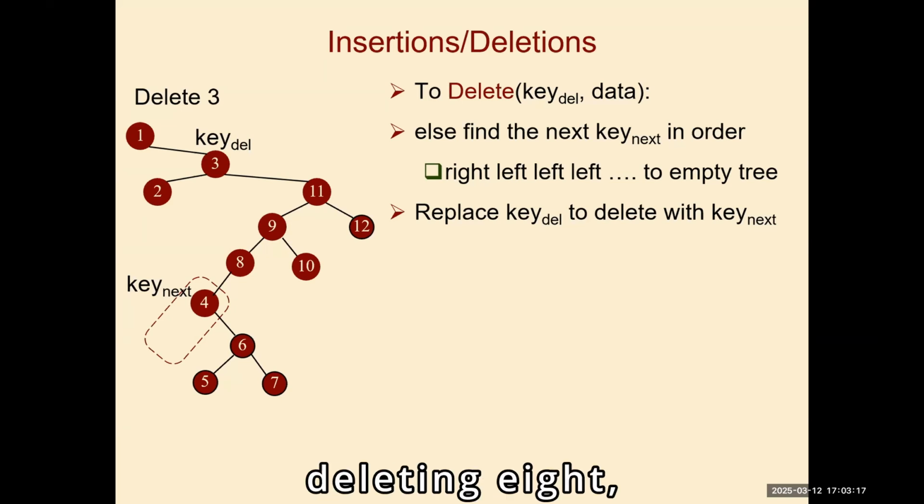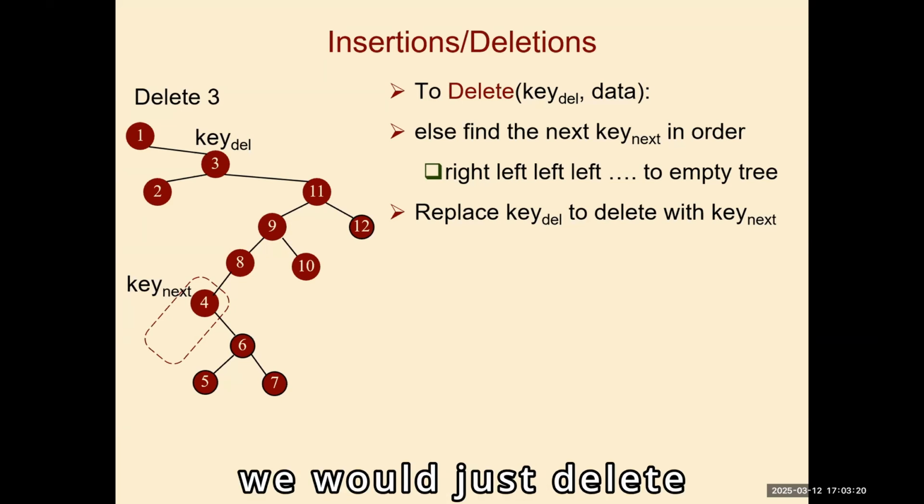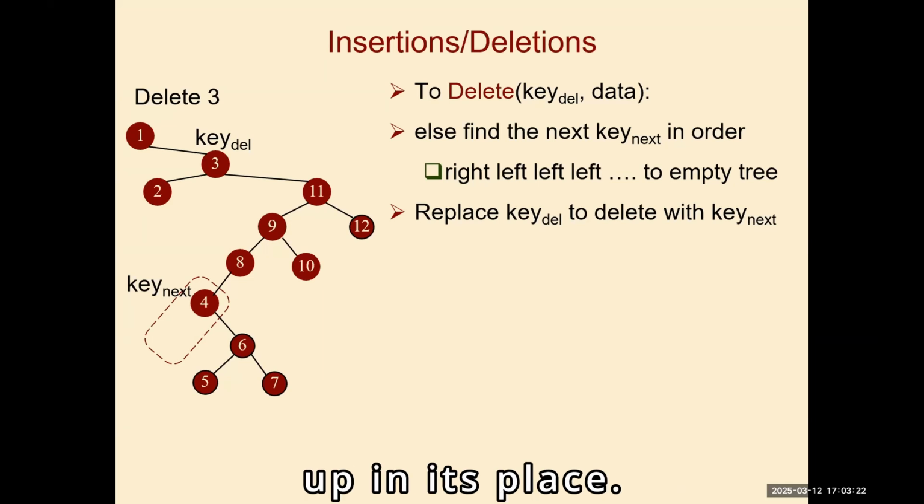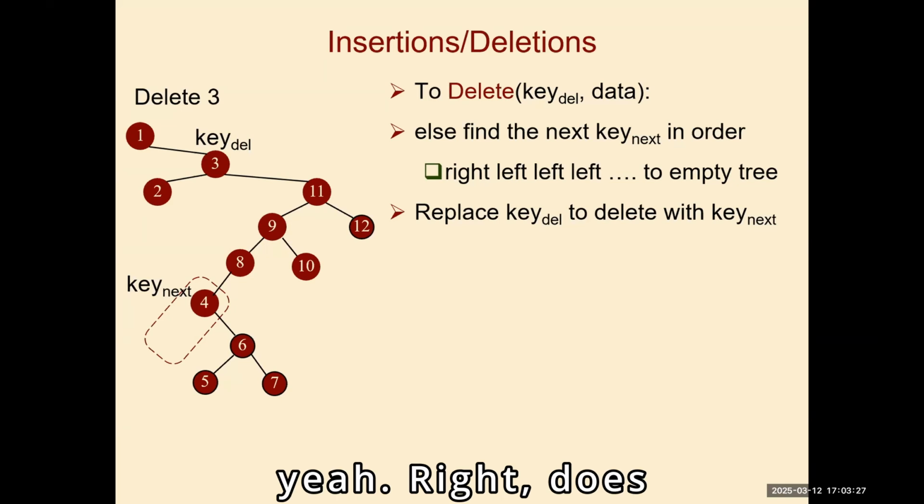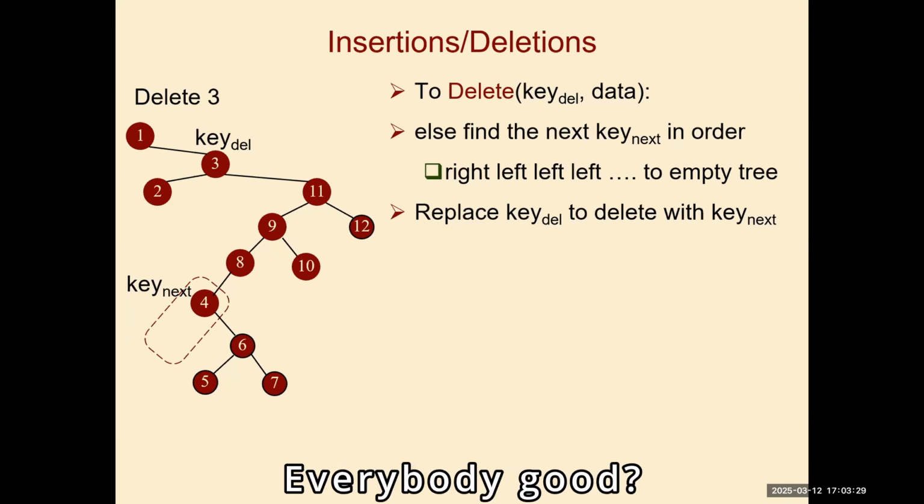So if we were deleting 8, we would just delete it and 4 would move up in its place. Right? Does that make sense? Everybody good?